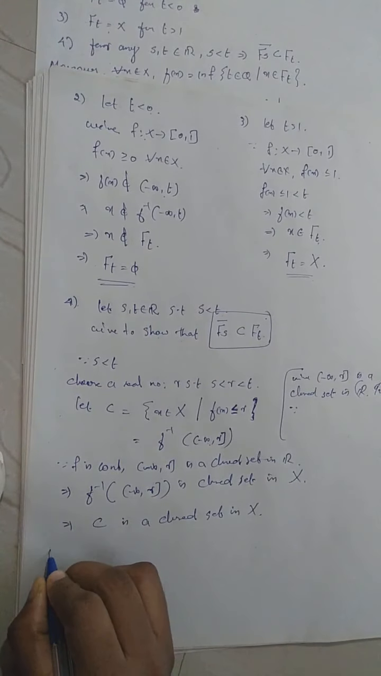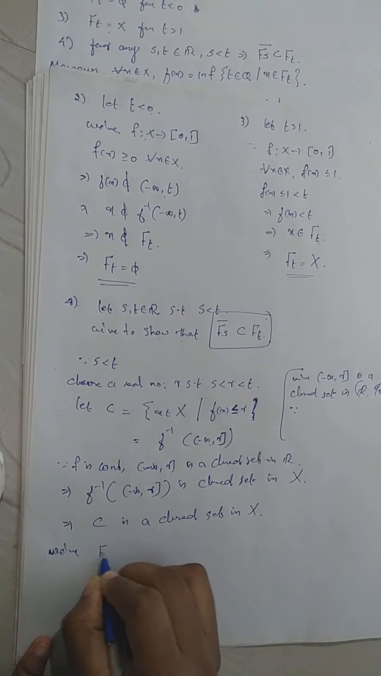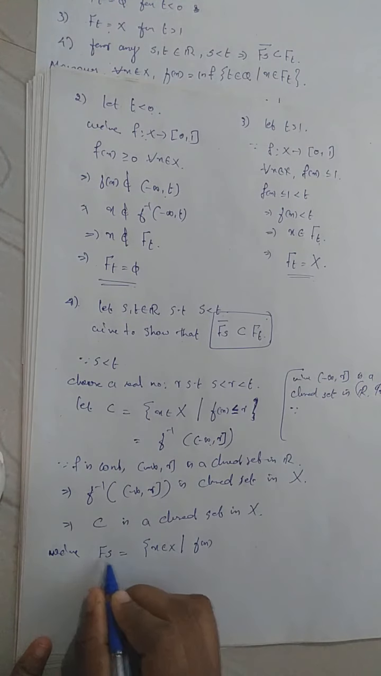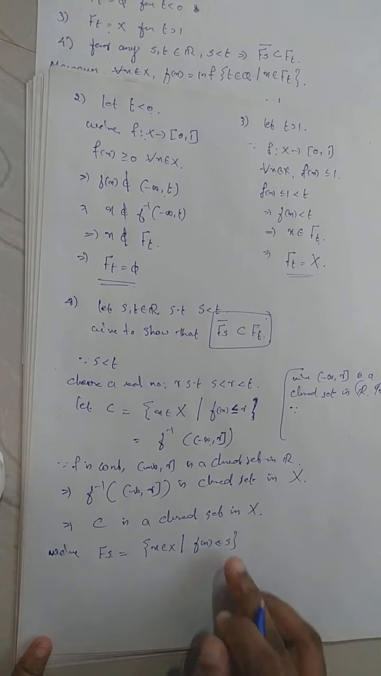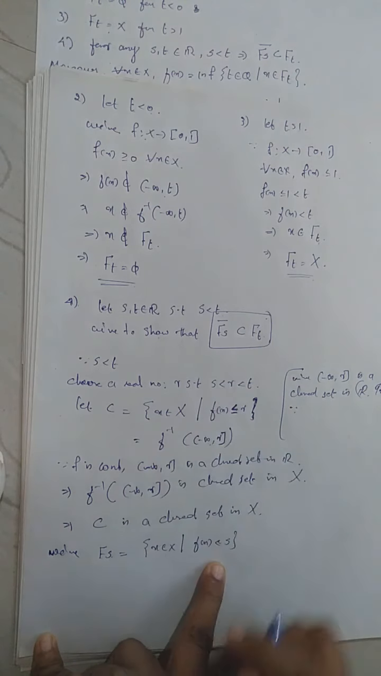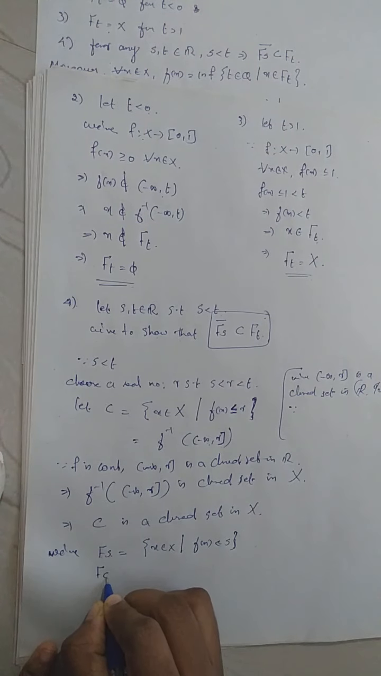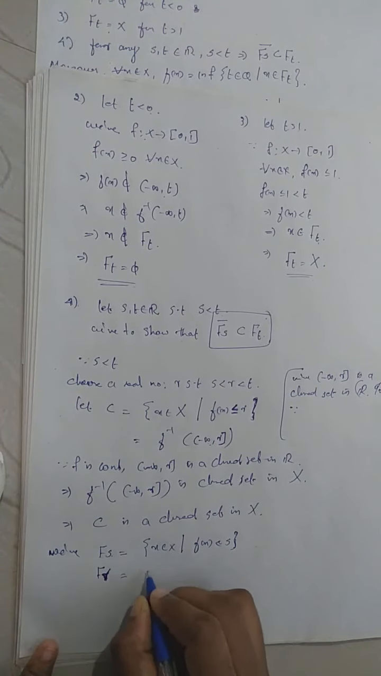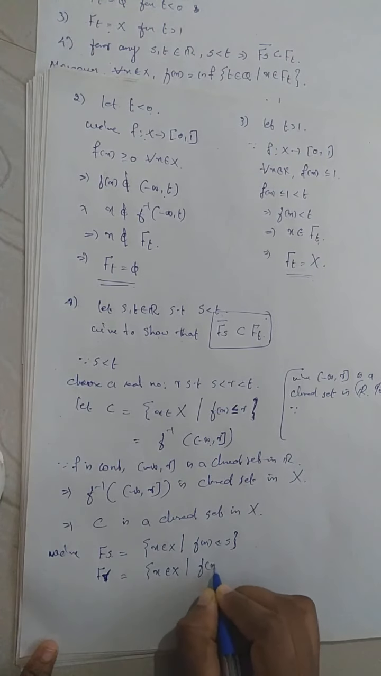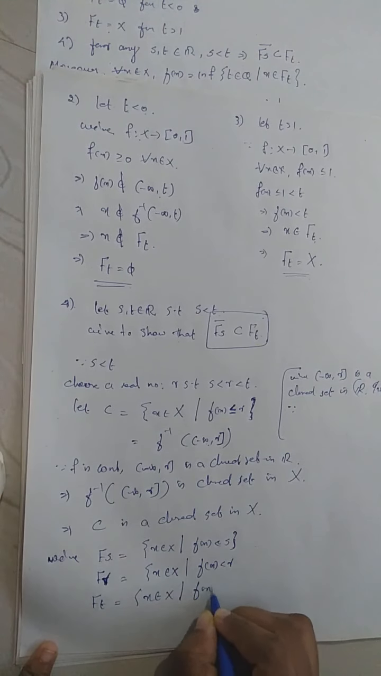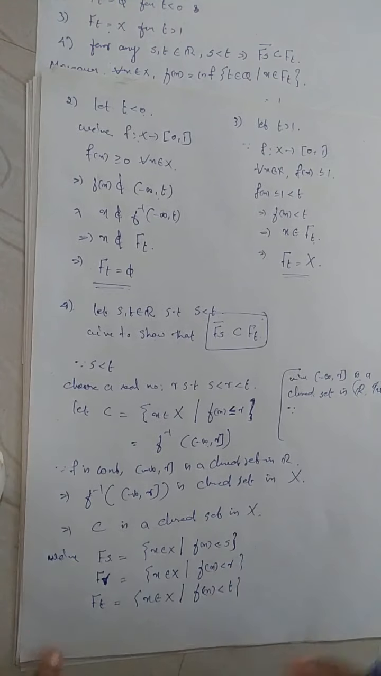Okay, now we have, what is F_s? F_s is, by definition, the set of all x in capital X such that f of x is less than s. For F_t, that will be f of x less than t. And we have chosen that s is less than r is less than t. And what is F_r? F_r is equal to the set of all x in X such that f of x is less than r. And we have F_t also. F_t is equal to the set of all x in X such that f of x is less than t. Okay, so these are the sets F_s, F_r and F_t.